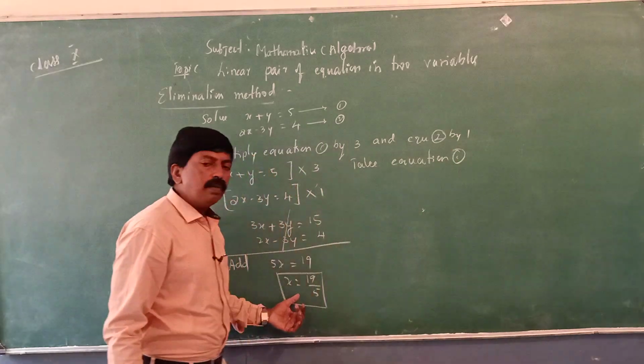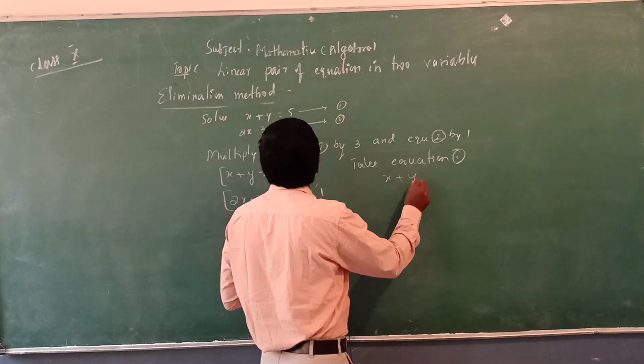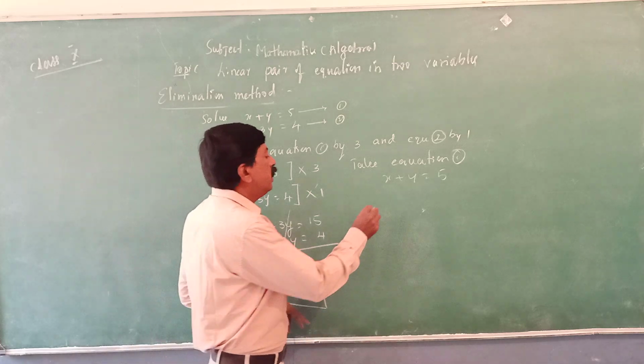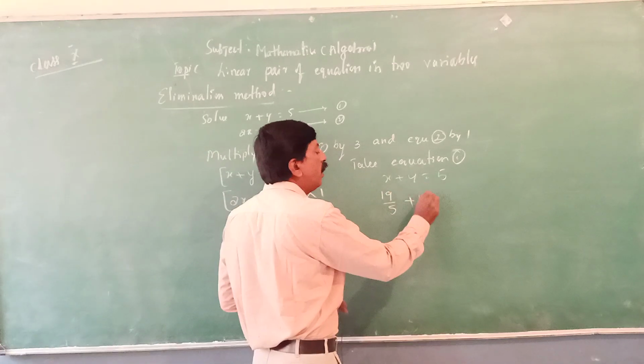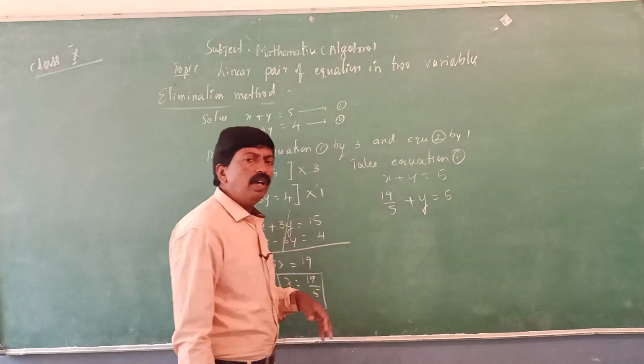Substitute x value 19 by 5. So x plus y is equal to 5. What is the value of x? It is 19 by 5 plus y, which we don't know as it is, which is equal to 5. Then what we have to do?